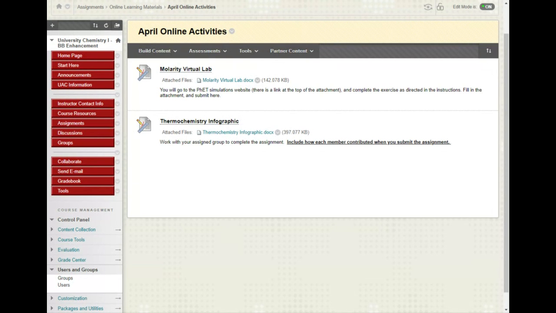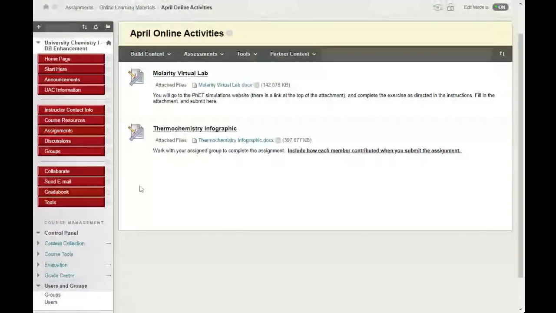And when you submit this, each person in the group will submit the same thing, but I want you to include how each member contributed. So if, you know, one person contributed the graphics and one person plugged everything into the computer program, I want to know what each person did. I'm going to explain in just a second, Xavier. So I want to know what each member did. And if you have a group member that did not do anything, I want you to tell me that that group member did not do anything. Okay. So what you're going to do is create an infographic on thermochemistry.